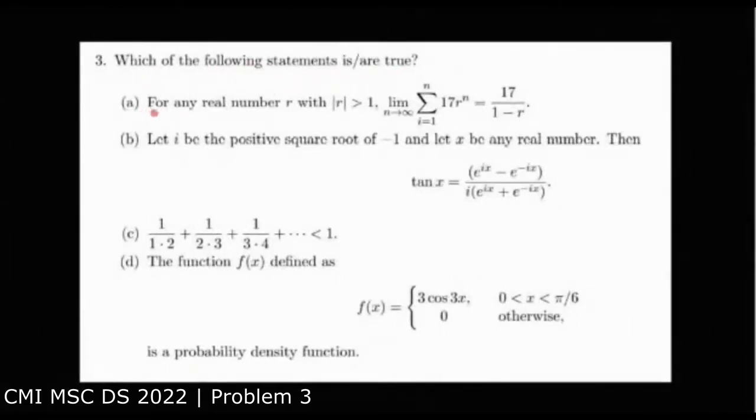So, problem number 3 says: which of the following statements is or are true? The first one says, for any real number r with modulus of r greater than 1, the limit as n tends to infinity of the summation, i running from 1 to n, of 17 into r to the n, is equal to 17 by 1 minus r. So we have to check whether it is true or false.